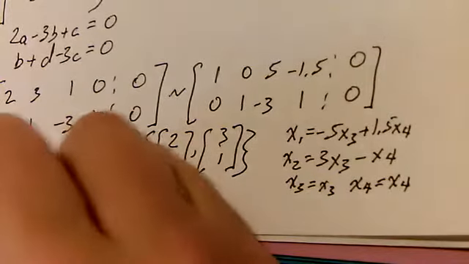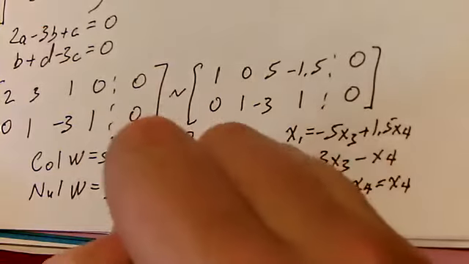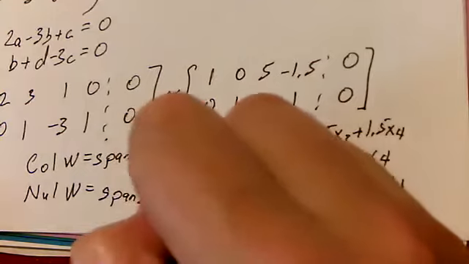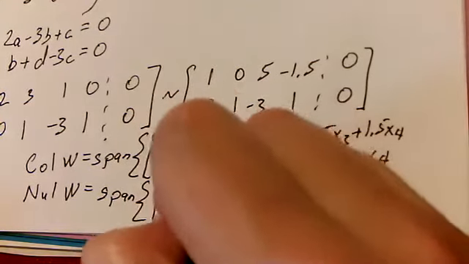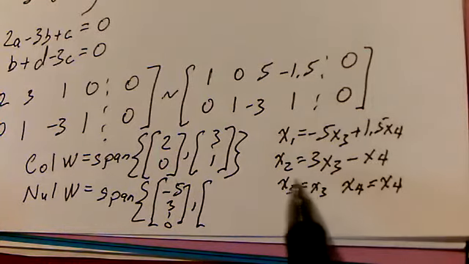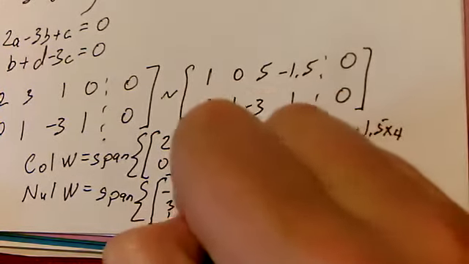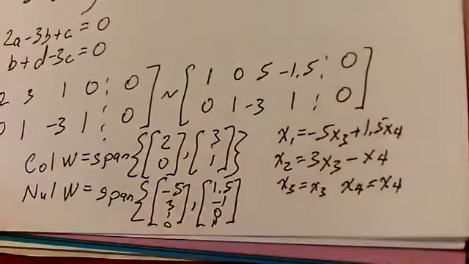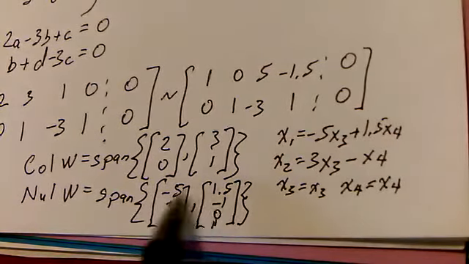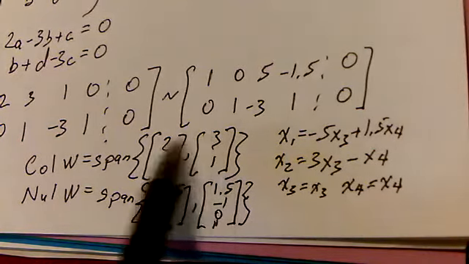So I can use that to write the null space of W as the span of what two vectors here. For x3, I have negative 5, 3, 1, and 0. And then for my second, I have 1.5, negative 1, 0, and 1. So if I needed a vector in the null space, I could pick any linear combination of these two vectors. If I needed a vector in the column space, I could pick any linear combination of these two vectors.